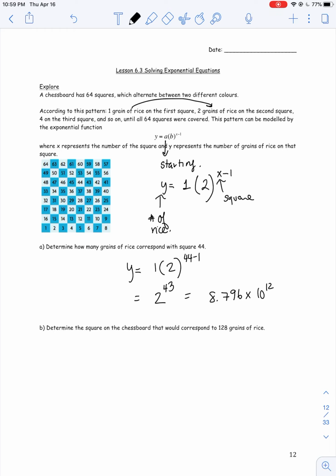Now we want to figure out what square on the chessboard would correspond to 128 grains of rice. So we're going to go 128 for y. 1 times 2 to the power of x minus 1. So I'm going to show you how to do this in your calculator. You're going to put this as y1 in your calculator and this guy as y2 in your calculator. And then you're going to graph them. And then we're going to figure out what the intersection between these two sides is.